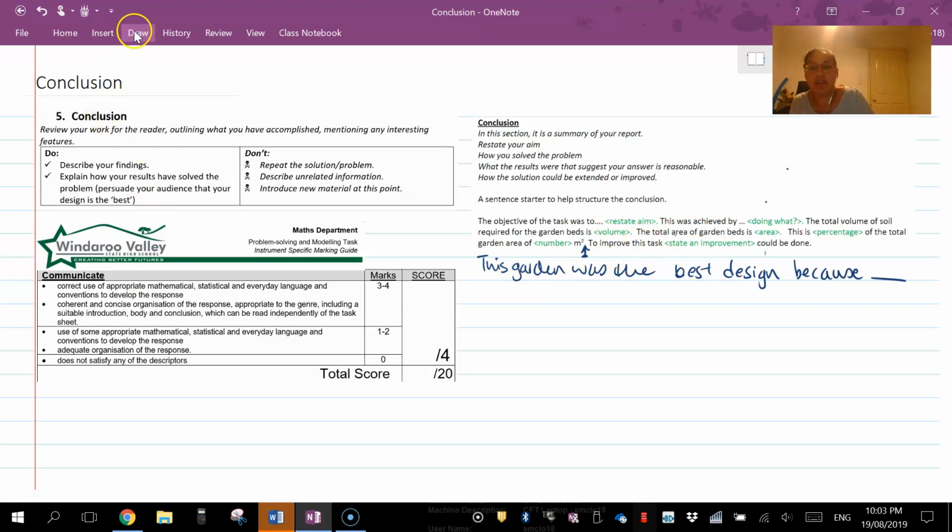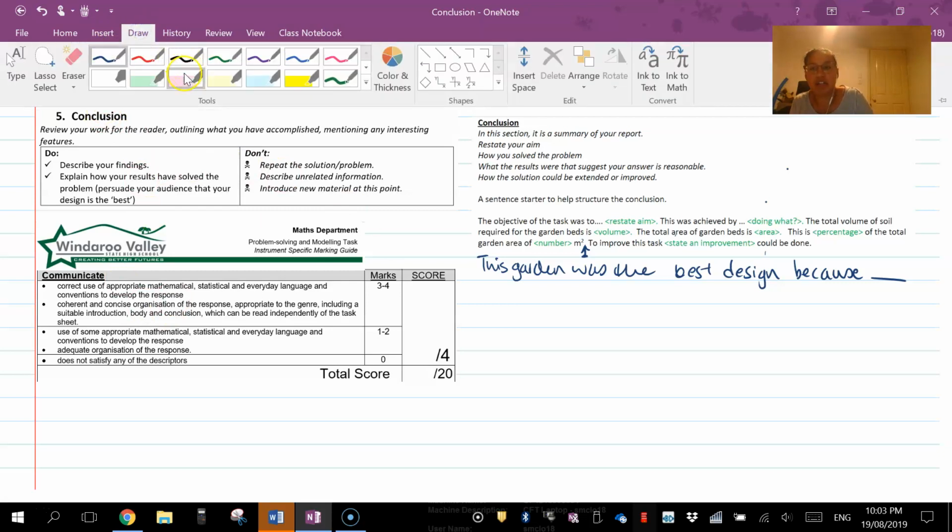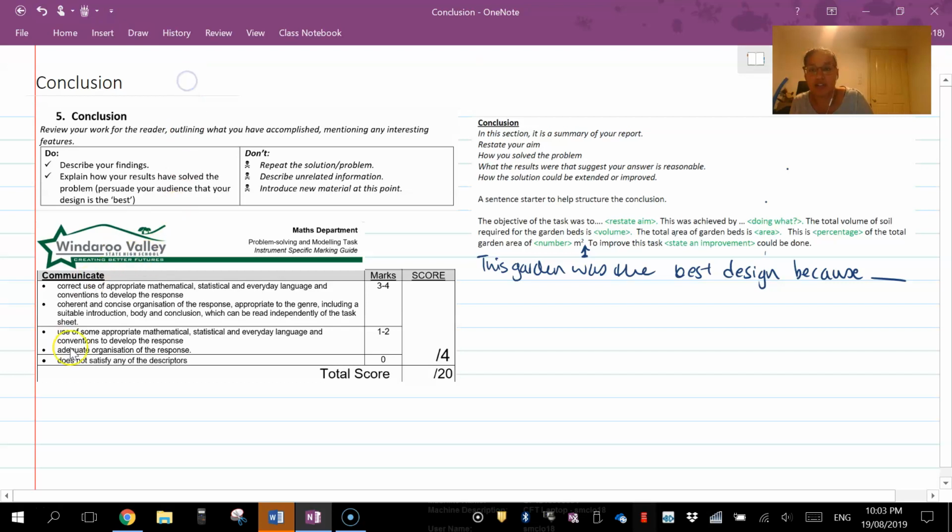All right. So if we have a look here at our task sheet, our ISMG component, we're going to look at the 2 dot points here. There are 2 aspects that look at your communication: correct use of appropriate mathematical, statistical, everyday language, and conventions to develop a response. When you write in paragraphs, that is your everyday language and developing a response. Convention is writing in paragraphs.